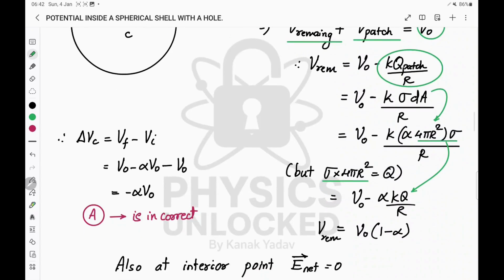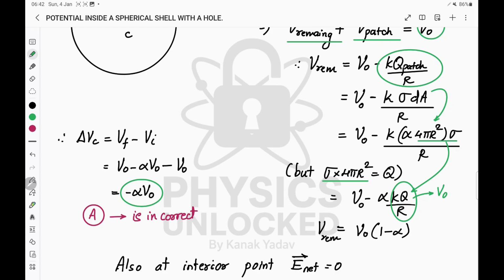So it's V naught minus alpha KQ by R. But again, alpha KQ by R itself is V naught. So the potential due to the remaining portion of the sphere at the center of the sphere will be V naught into 1 minus alpha. So the reduction in potential is minus alpha V naught.